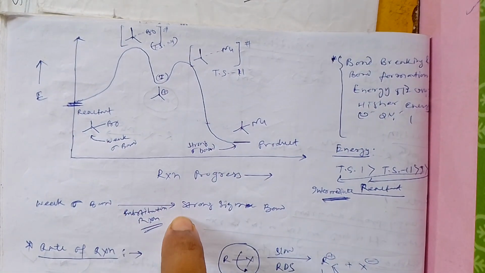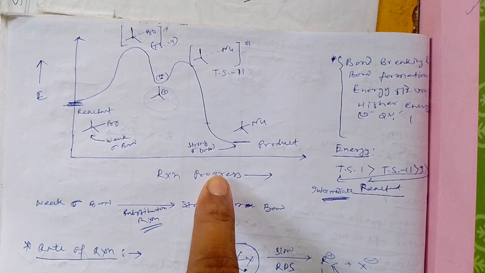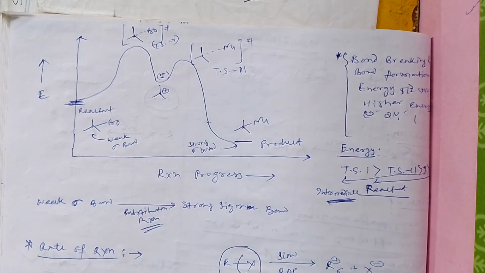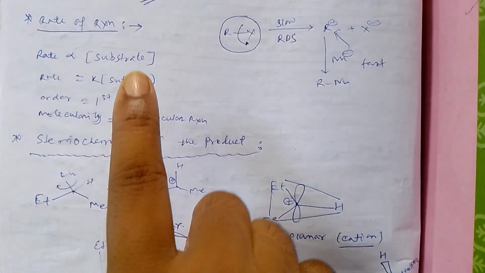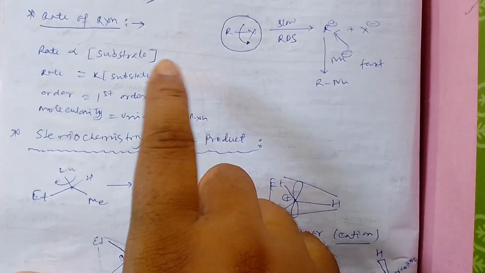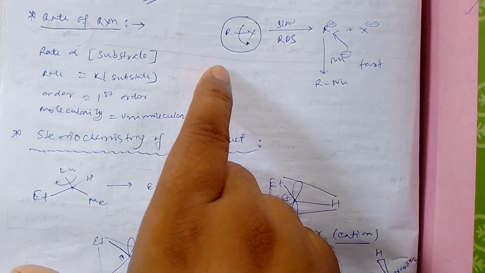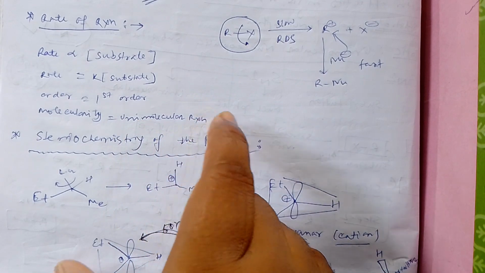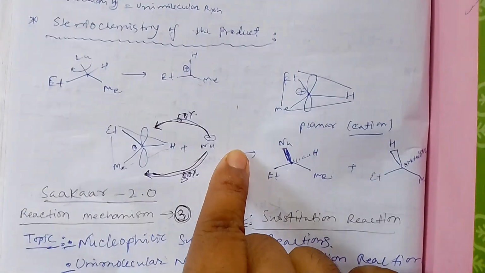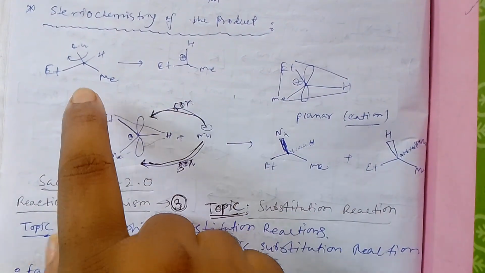I will show you what a leaving group is. Okay, first we can see the reaction rate depends upon the substrate concentration. That's a first order reaction, and molecularity 1. It's the summary. And if we want to know the stereochemistry of the product, there's a stereochemistry of the product.